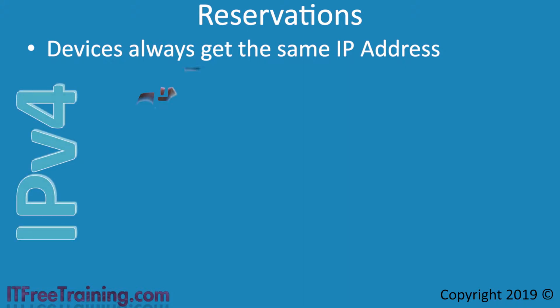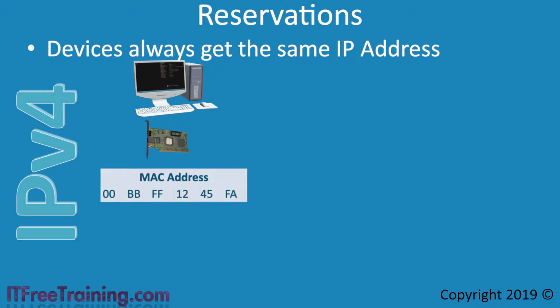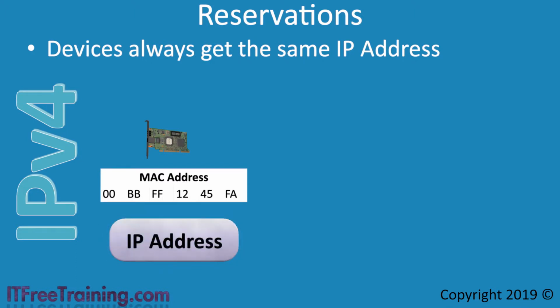In the case of IP4, the desktop has a network card. This network card has a MAC address. A MAC address is a unique number assigned to all network adapters, kind of like a serial number. The MAC address is used to work out which IP address to give to the desktop. So essentially what happens is that when a reservation is created in IP4, the MAC address is linked to an IP address. When the DHCP server receives a request from a device with this MAC address, the DHCP server will always assign that device the same IP address.